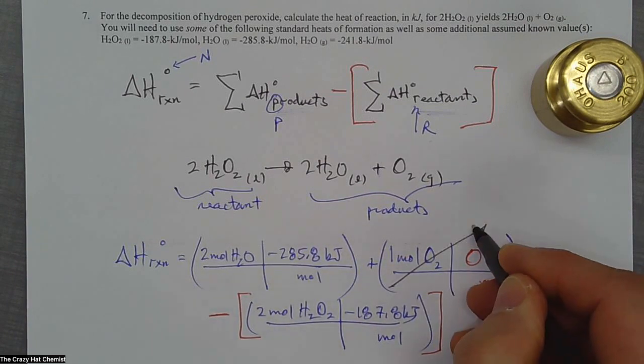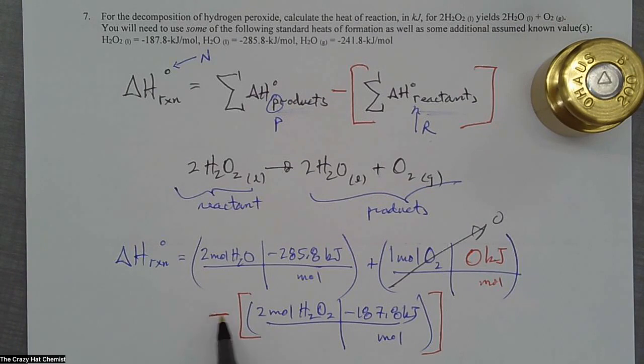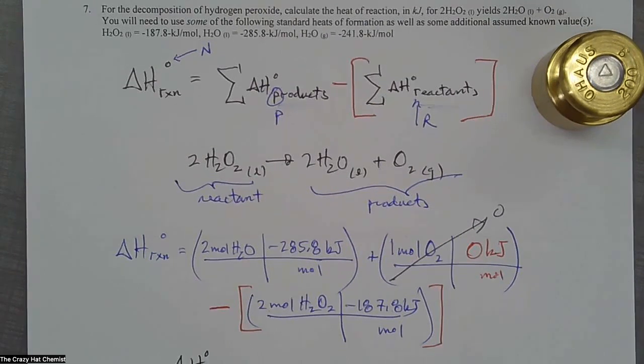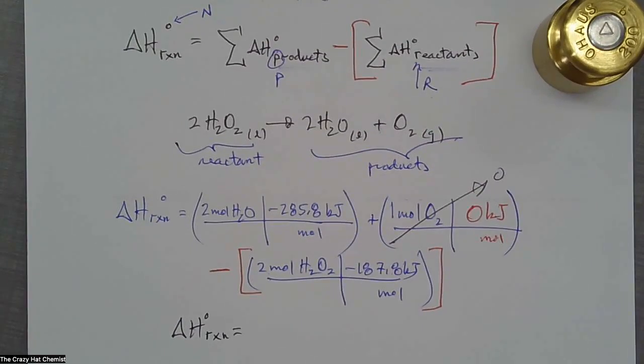This term goes to 0. Hopefully you understand that. Minus 2 times that. And make sure that you take account of that sign. So that's change in enthalpy for the reaction is equal to, and we're going to get a number here. And that number, I'm going to zoom this on up right here so you can see all of this. That number is negative 196.0 kilojoules.